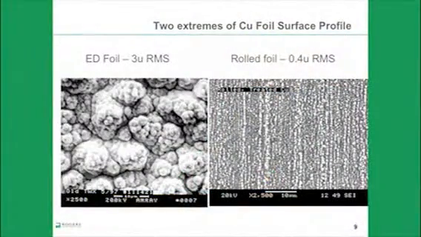Here are SEM photographs at about 2500x of the two extremes of copper surface profile. On the right is rolled foil, which is about 0.4 micron RMS roughness, and you can see it kind of looks like broccoli growing in the Imperial Valley. And on the left is about the highest profile ED foil that you'd see in circuit substrates, which kind of looks like the sequoias growing in the Sierra Mountains.